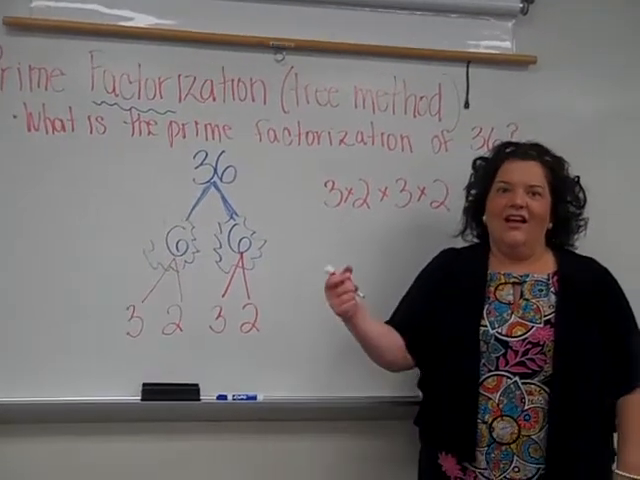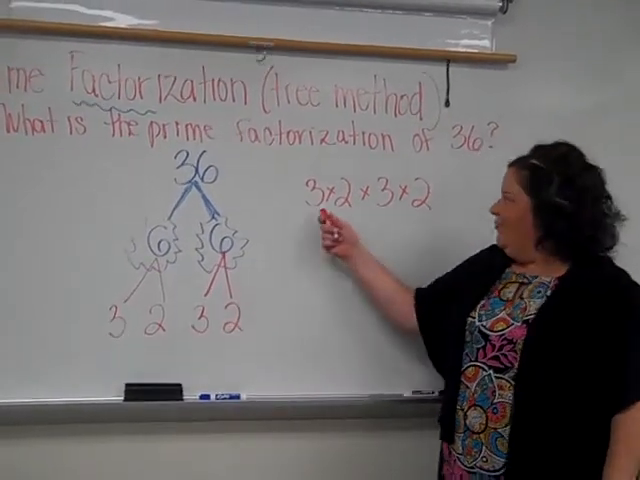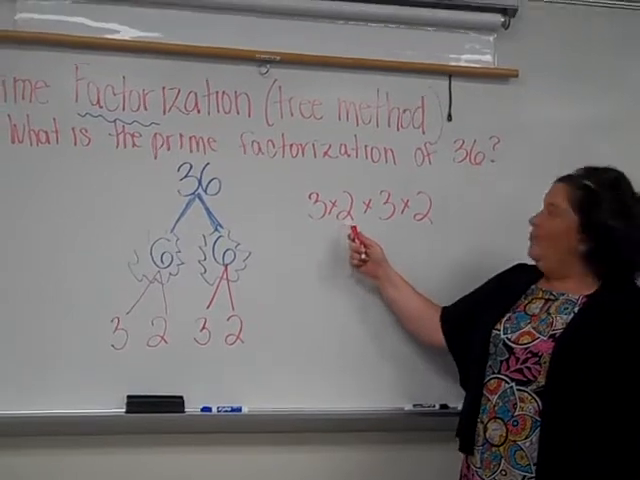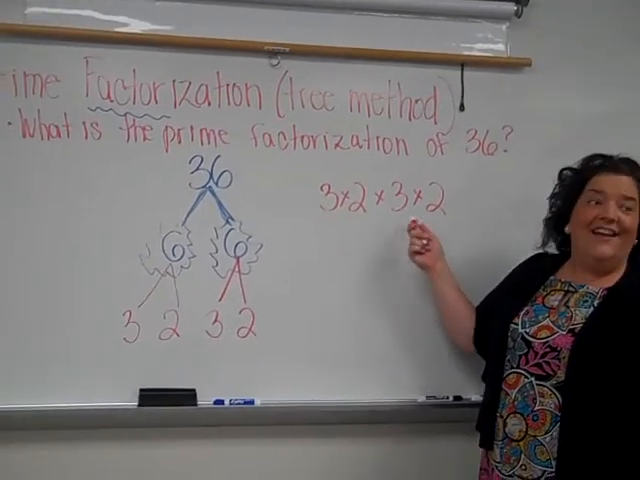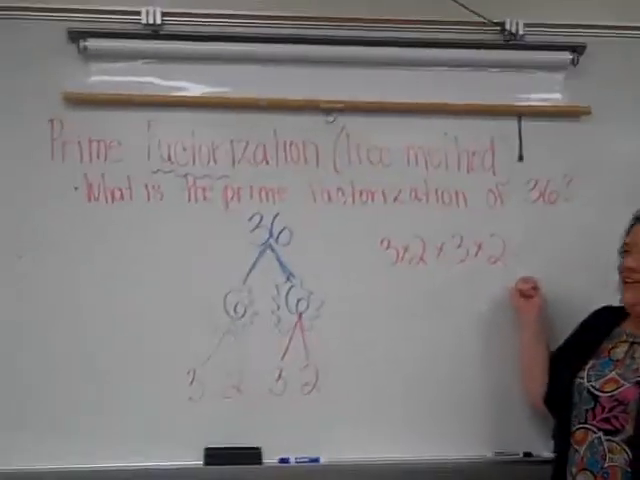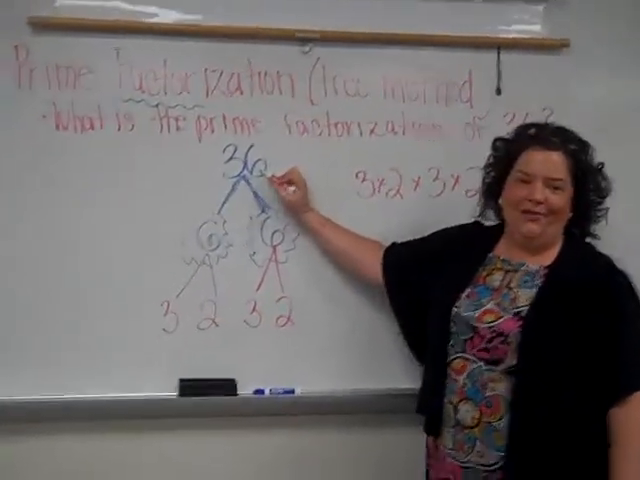Cool? Let's check our work. What's 3 times 2? 6. What's 6 times 3? 18. What's 18 times 2? 36, and it matches the number we started with.